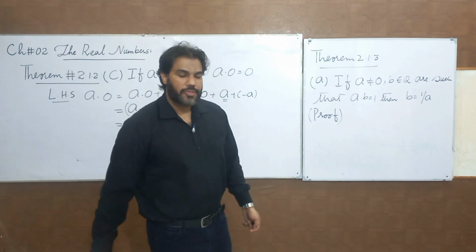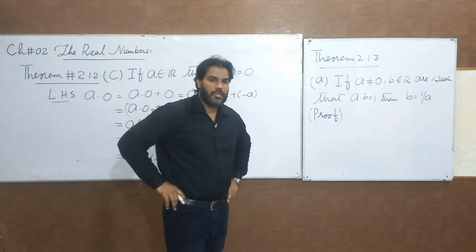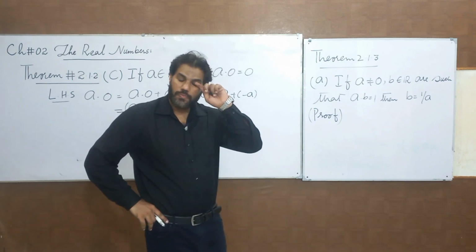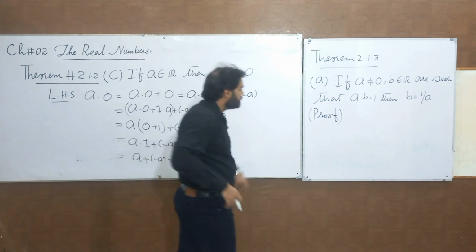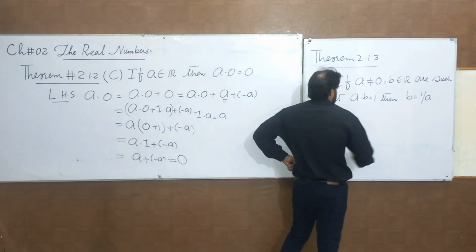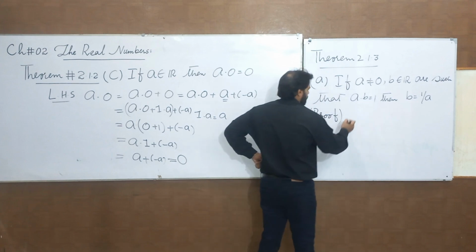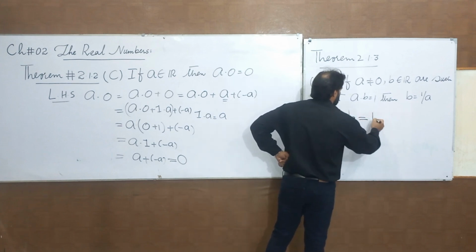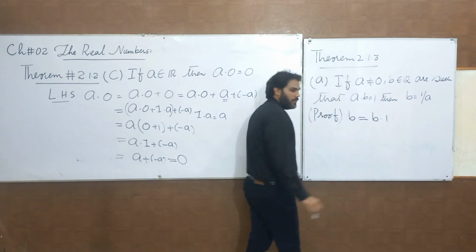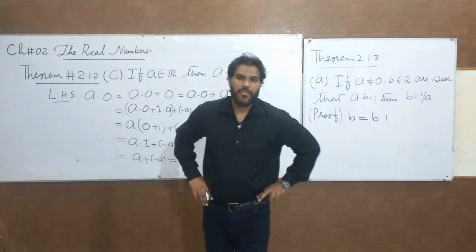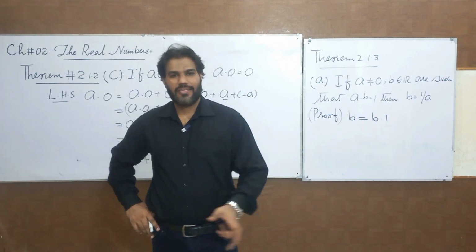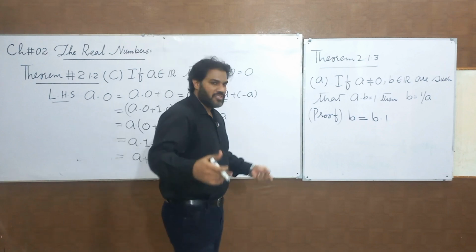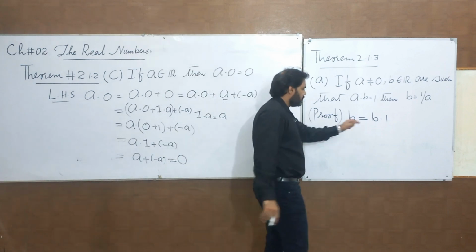We have a given equation a into b is equal to 1. Then from this equation we have to show b is equal to 1 over a, where a is a non-zero real number. Can we write the element b as b into 1? Because 1 is a multiplicative identity, we can multiply one with any other element and it gives the same element. So b is equal to b into 1.